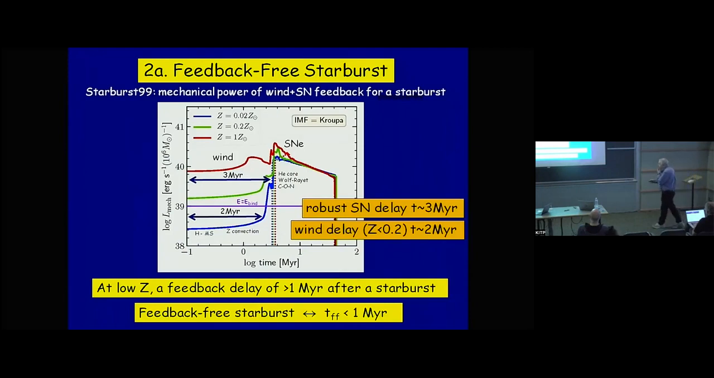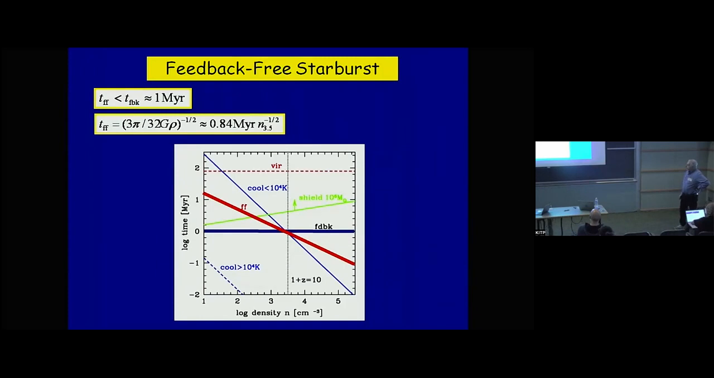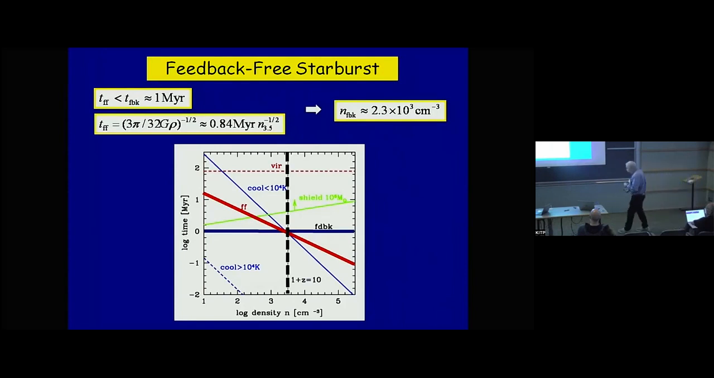And this is what can give you a feedback-free starburst. If the free fall time is shorter than 1 million years, you can make all the stars in a burst before feedback even starts being relevant. That's the key idea. Now, in this picture of density and time, this is the feedback time, 1 million years, and this is the free fall time. And as you can see, they cross at this magic density, a few thousand.